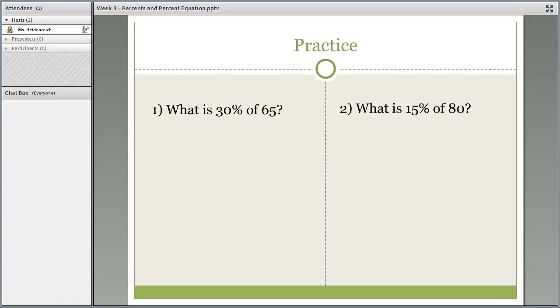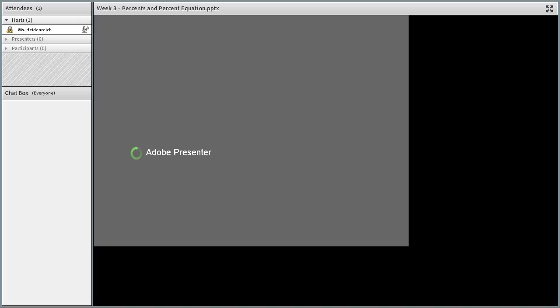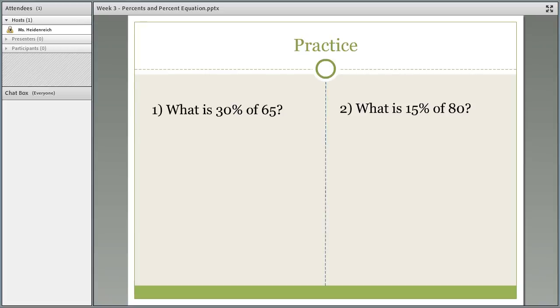So here are a couple practice problems. I would like you to pause the recording and try these problems out on your own piece of paper. And then once you're ready, unpause the recording and see if we got the same answer. Okay, so hopefully you've tried these out. I'm going to go ahead and put up the answers here. And if you have questions about how those are worked out, please feel free to send me a message and I can send you a typed out explanation, or you can call me and we can go over it.